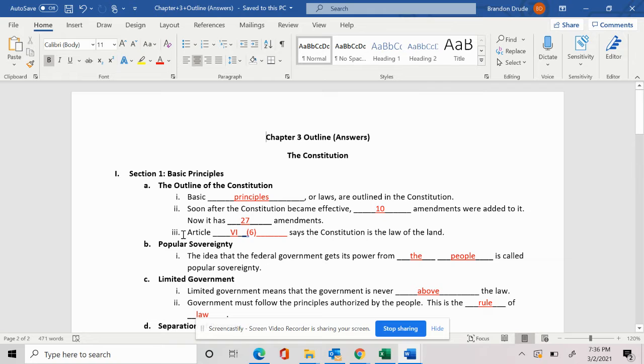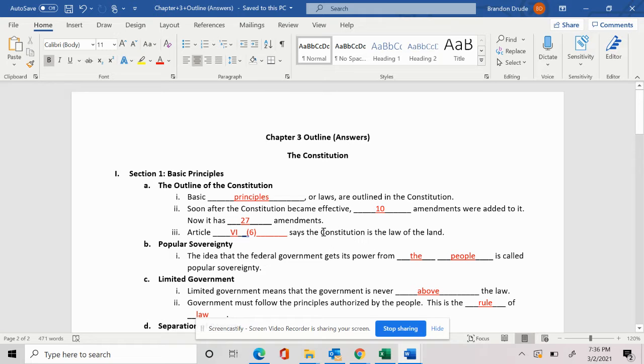There are 7 articles to the Constitution. And Article 6, VI, for those that don't know, is 6. The Constitution is the law of the land. That's what it says. So that means that no other law, no other document is above the Constitution. We look to the Constitution for everything.